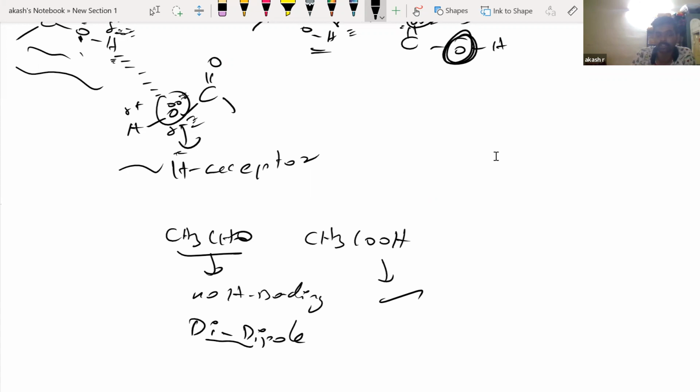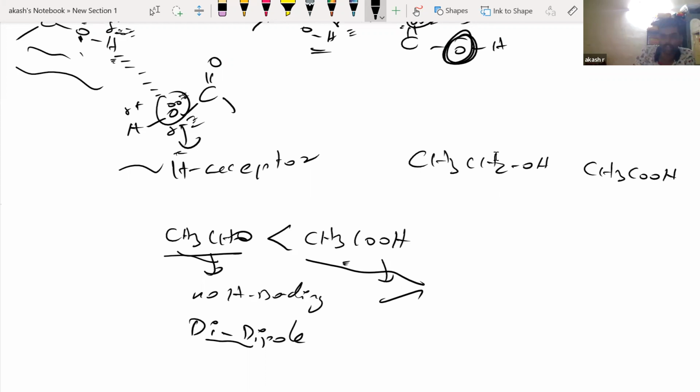But dipole-dipole interactions are weaker compared to hydrogen bonding. So we can tell that the acid will have more molecular mass than your aldehyde or ketone, for that matter. So we understand that the acid will always have higher boiling point than the aldehyde or ketone. That is always true. Now the next point is if I compare alcohol with acid. The number of carbon atoms is not changing much. So we have an alcohol and an acid.